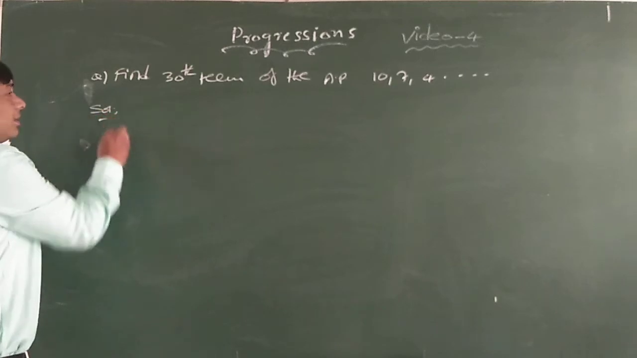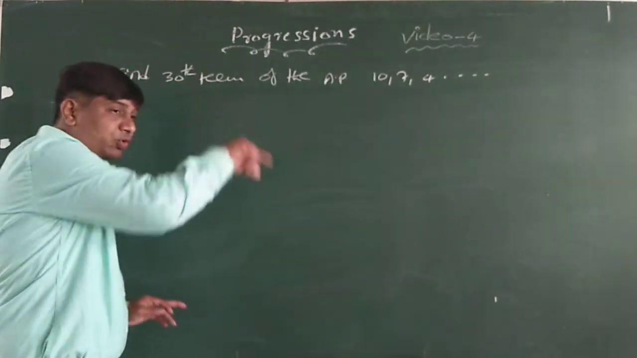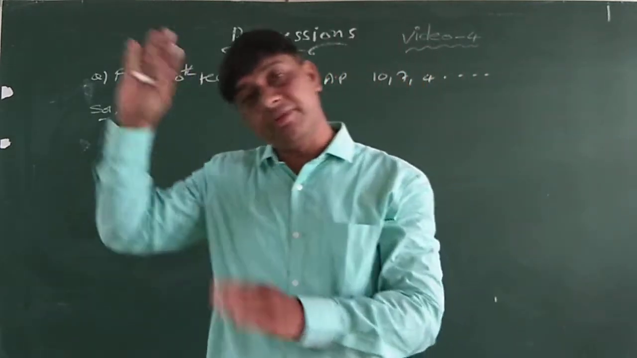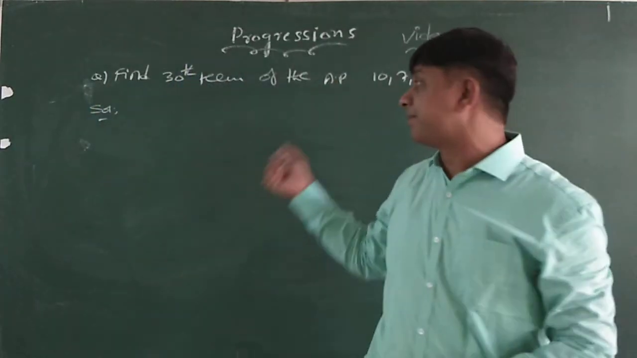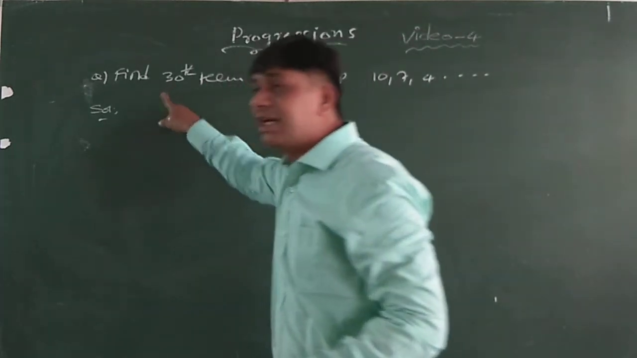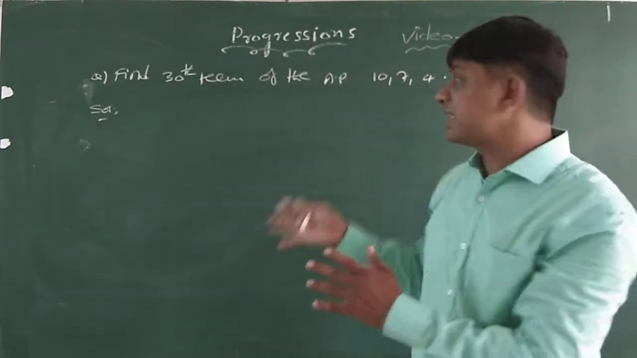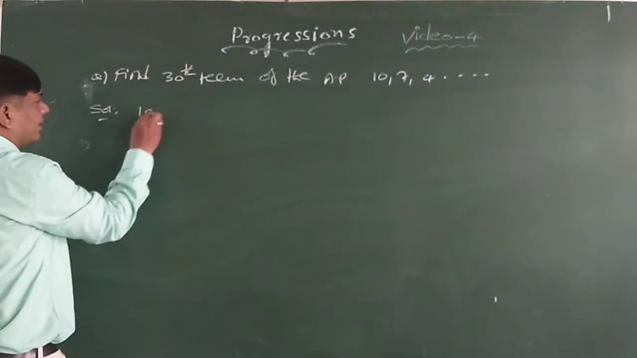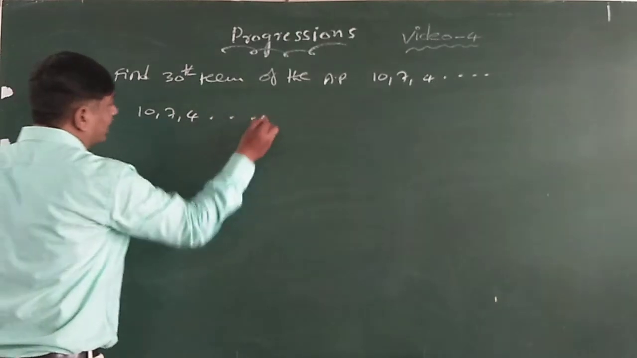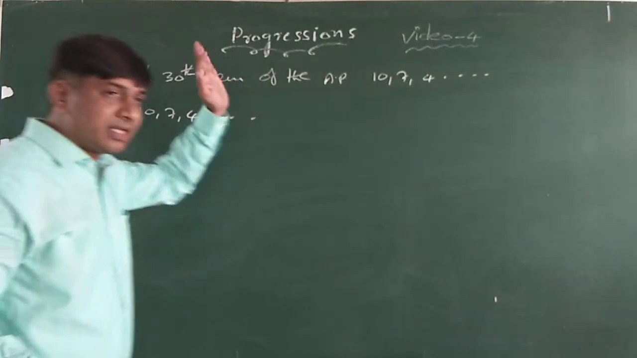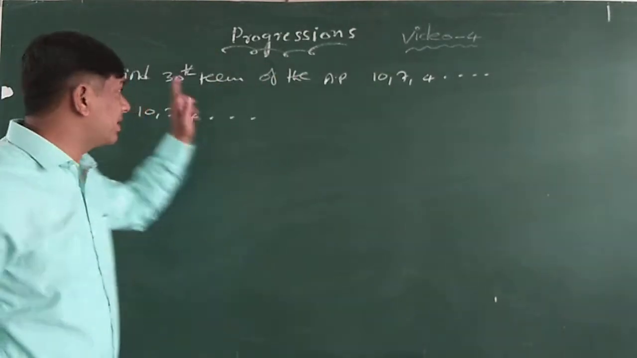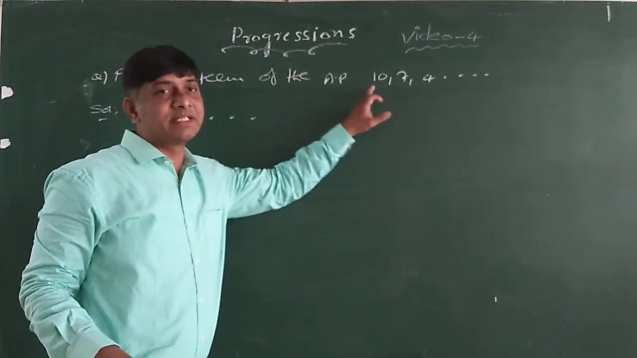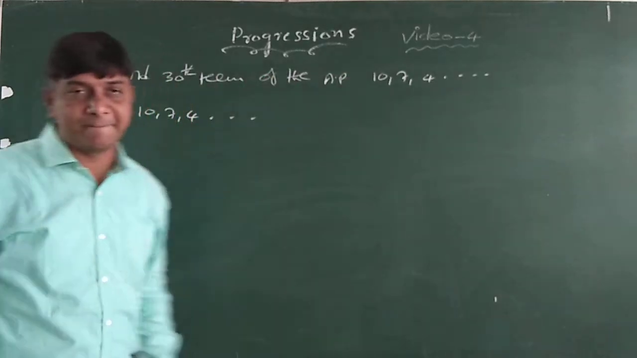Here an AP is given. In the previous question the D value and one term were given, and from those two we determined the 25th term. But here we need to find the 30th term. They did not give any term, just a sequence, an arithmetic progression: 10, 7, 4 and so on. No need to verify whether it is in AP or not, because the question says find the 30th term of the AP, which means the given sequence is already in AP.